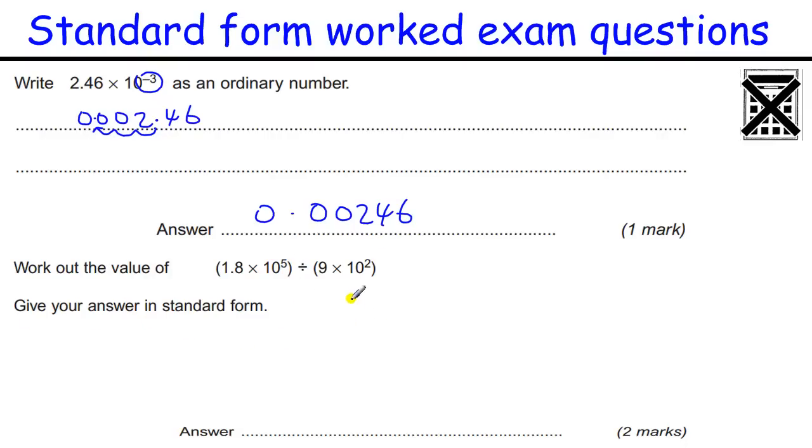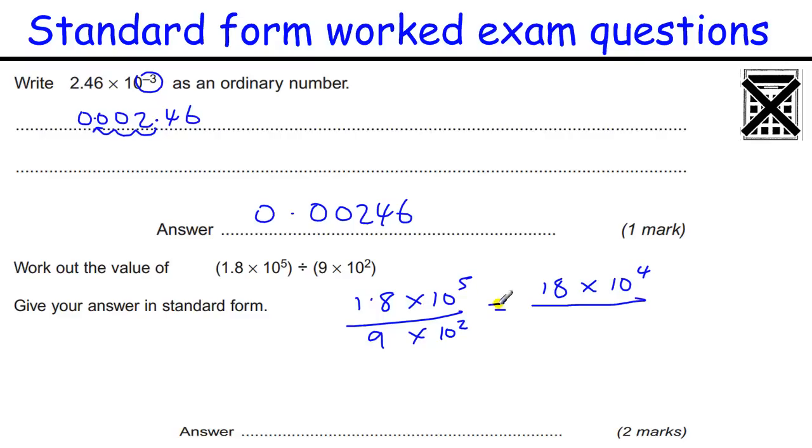So we've got to do this division, 1.8 times 10 to the 5 divided by 9 times 10 squared. Well, lots of ways of doing this. I like to think about this as being just 18. If that's 18, I've taken a power of 10 out of here, so that's 10 to the power of 4. So those two are the same number. That's in standard form, that's not quite. And if I do that division, 18 divided by 9 is 2, and 10 to the 4 divided by 10 to the 2 is 10 squared. So you end up with 2 times 10 squared. The answer should be in standard form, so 2 times 10 to the power of 2.